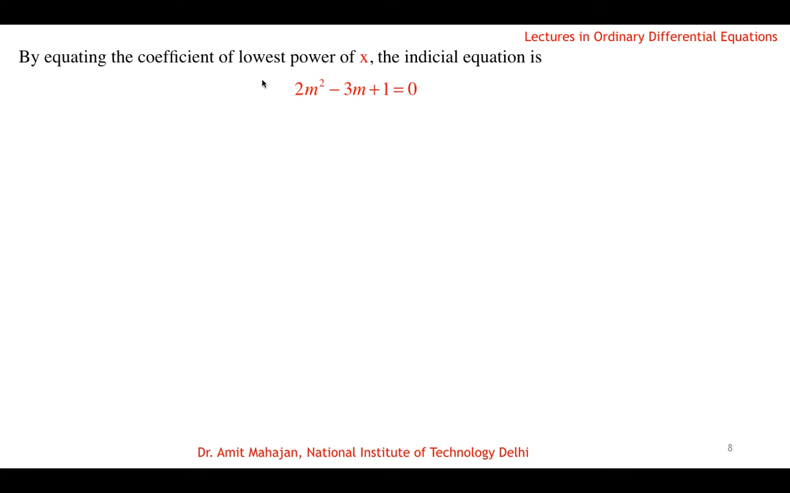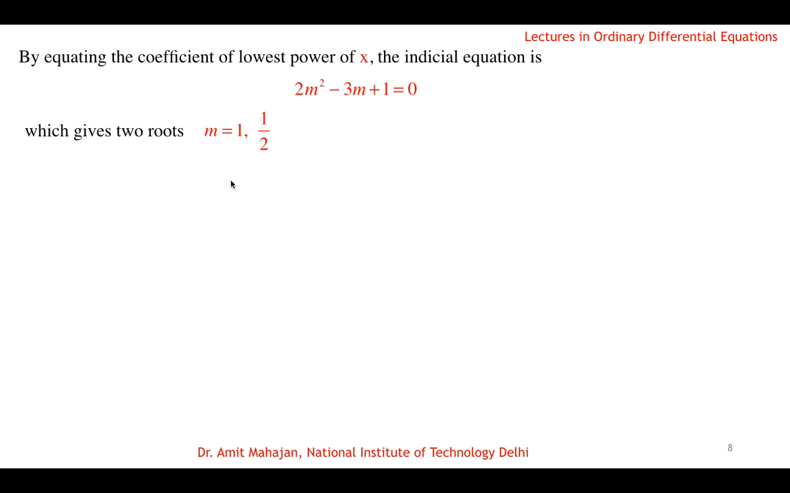So by equating the coefficient of the lowest power of x, that means the coefficient of x power m, the indicial equation is this 2m square minus 3m plus 1 equal to 0, and this will give two roots. So the two values of m which satisfy this are m value 1 and m value half, okay. So the roots are distinct and they do not differ by an integer, their difference is not an integer, okay. So it's a type 1 question. Roots are distinct and do not differ by integer, okay. So once you know this, keep it on record that it's a type 1 question. That means the final solution will be based on the solution of the first root plus the solution of the second root, okay.